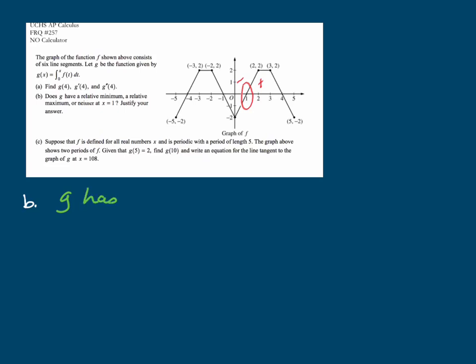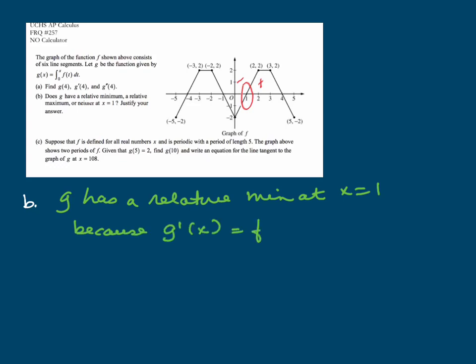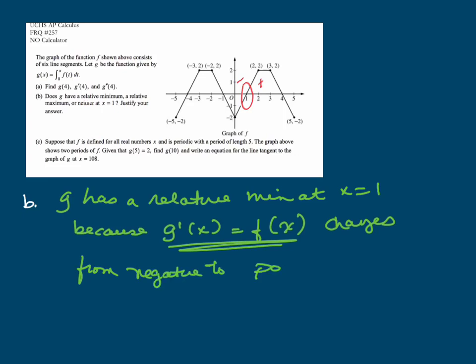g has a relative minimum at x equals 1 because g prime of x, which is equal to f of x, changes from negative to positive at this point. And don't leave this out. This relates the g that they asked about to the graph you're talking about. Okay, so we got that. That's good. And let's go on to part C.